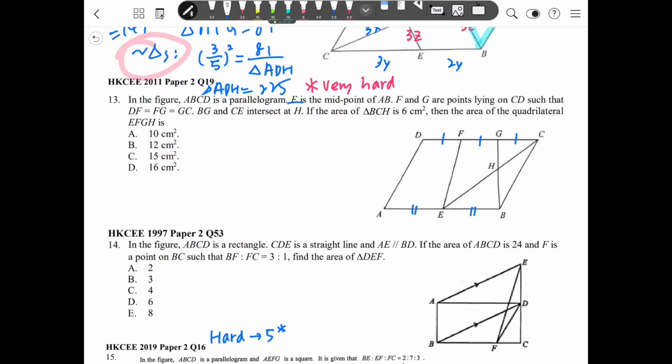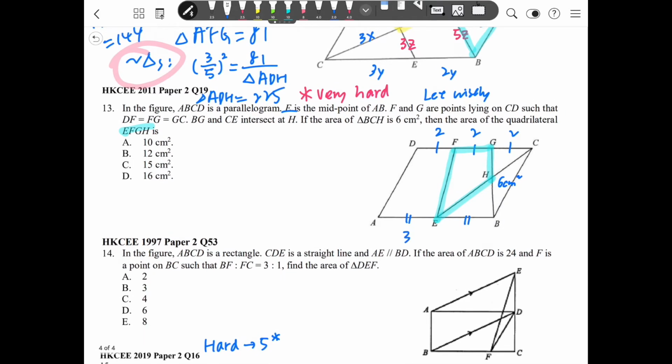And if the area of BHC would be 6 cm square, please find the area for EFGH, that is our target this time. So previously we already said we should wisely let the problem, right? Let wisely, please. And I will no longer say 1, 1, 1 anymore. However, if I say 2, 2, 2, here I can say 3 and 3 for the ratio. Okay, so let me say 2x and also 3x for the ratio.